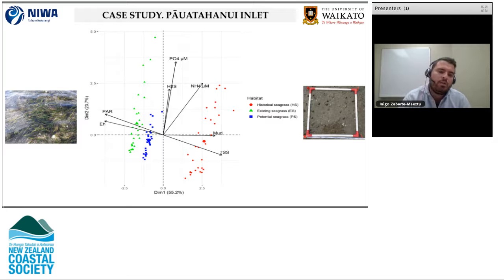And what you can see on the y-axis is the differences within the sites, which are mainly driven by the poor water chemistry in terms of phosphate, ammonium, and hydrogen sulfide. The clustering of the potential seagrass habitat and the existing seagrass habitat is slightly separated, maybe due to the fact that seagrasses are able to modify their environment with positive feedbacks, such as the ones that we have been talking about with their ecosystem services.